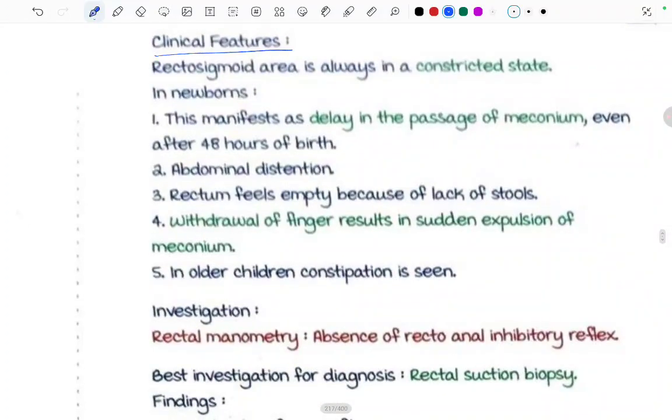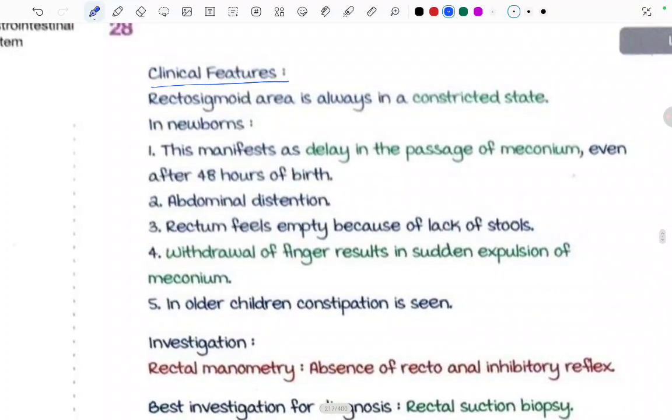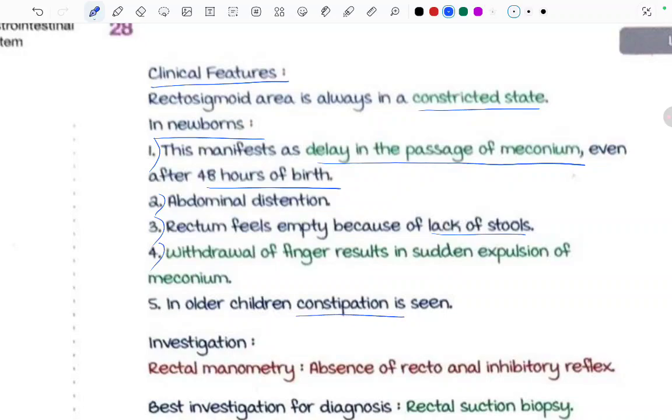Clinical features of this: the rectosigmoid area is always in a constricted state in newborns. This manifests as delay in the passage of meconium. Even after 48 hours of birth, meconium is not being passed. There is abdominal distension. The rectum feels empty because of lack of stools, and withdrawal of the finger results in the sudden expulsion of the meconium. And in older children, constipation is seen.